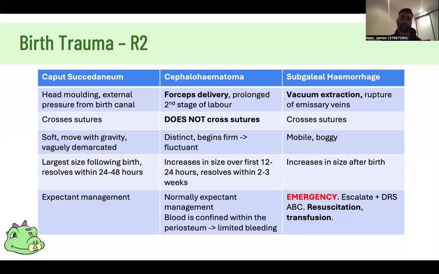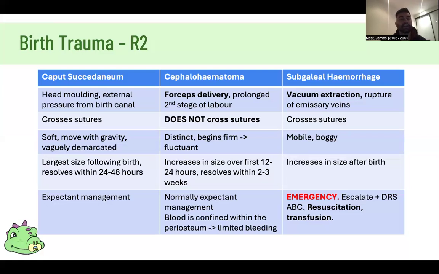So a cephalohematoma, as a result, would be quite distinct because it's not crossing those suture lines. It'll begin quite firm and then move on to being fluctuant. Your caput is going to be soft. It'll be quite vaguely demarcated, again, because it does cross the suture lines. And your subgaleal hemorrhage will be very mobile and boggy, and the babies will normally be a lot more unwell in a subgaleal hemorrhage.